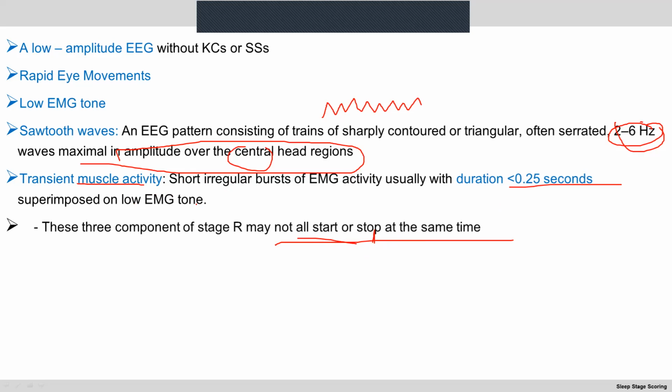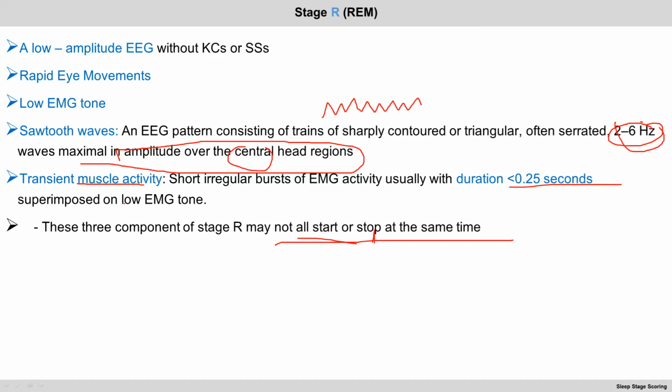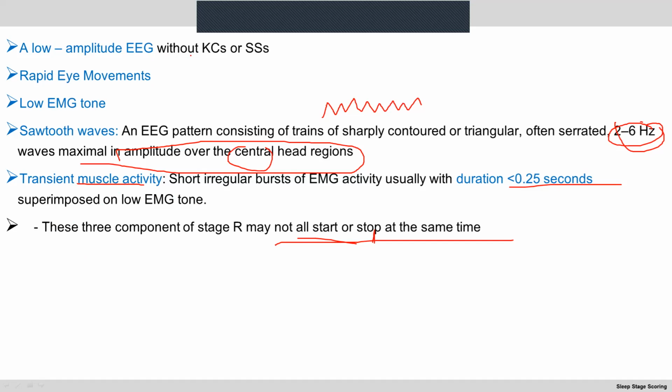So these three components of a stage may not all start or stop at the same time. It may be possible that your rapid eye movements are not present, but these other things are still present. They have different timing; sometimes they end together, sometimes one ends and then the other later. Not all epochs of a stage have REMs.